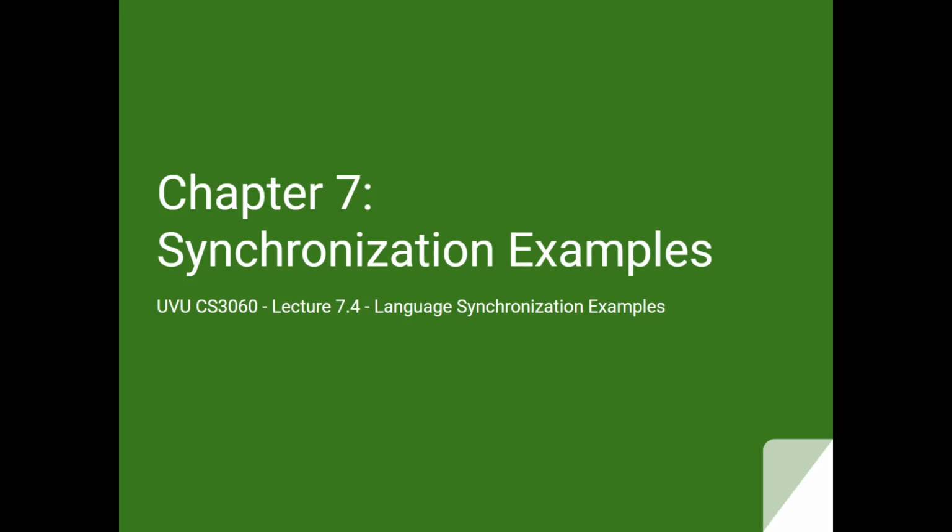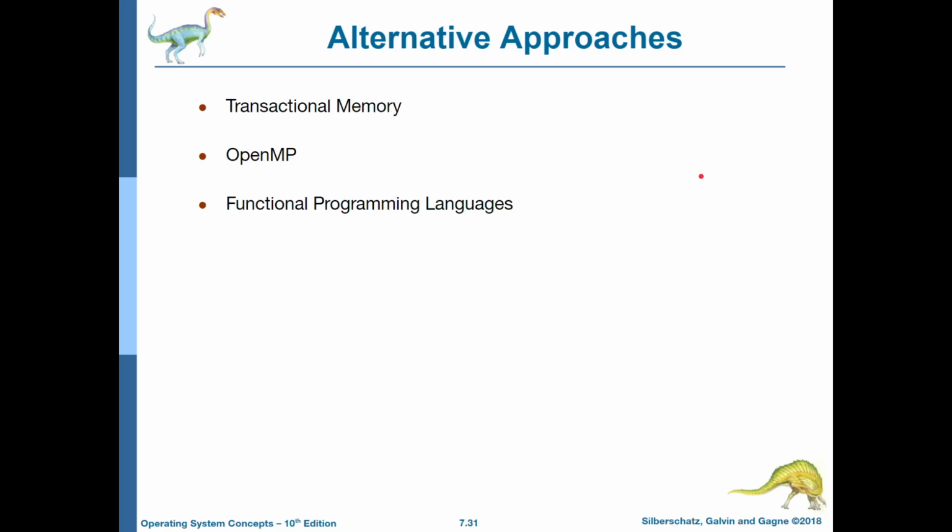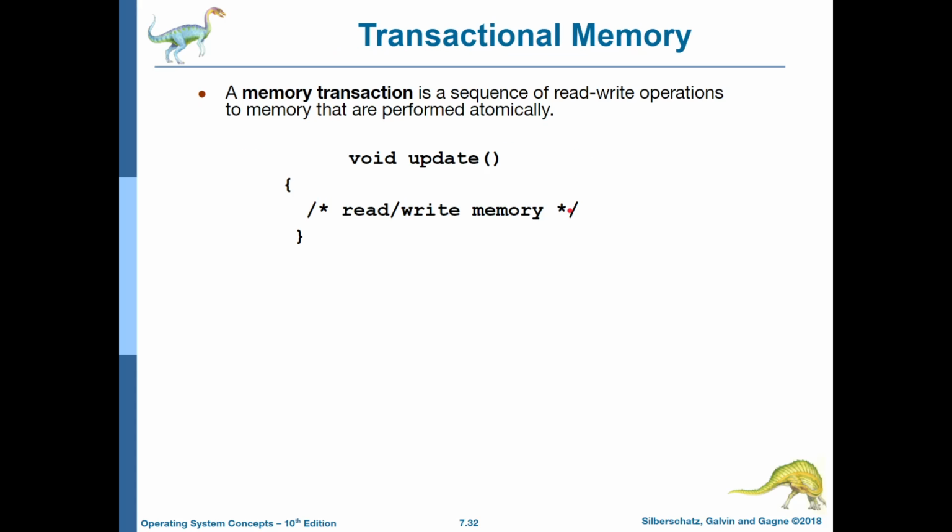Welcome to UVU CS3060 Lecture 7.4, where I give some examples of synchronization in various language libraries. We'll talk about transactional memory, OpenMP, and functional programming languages.